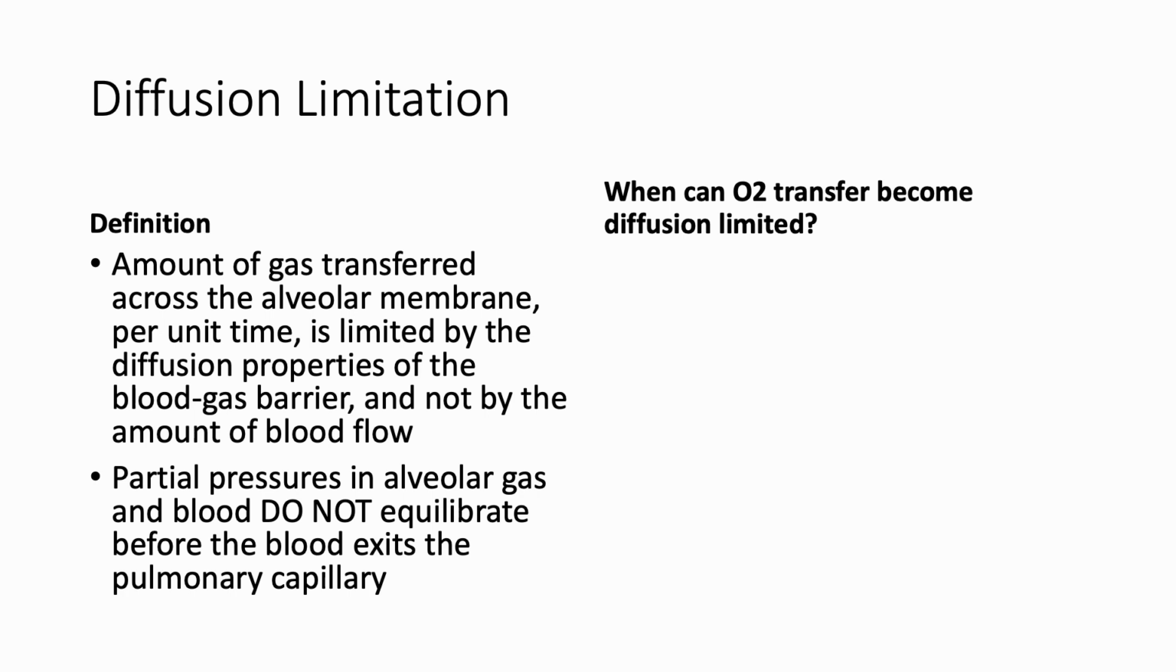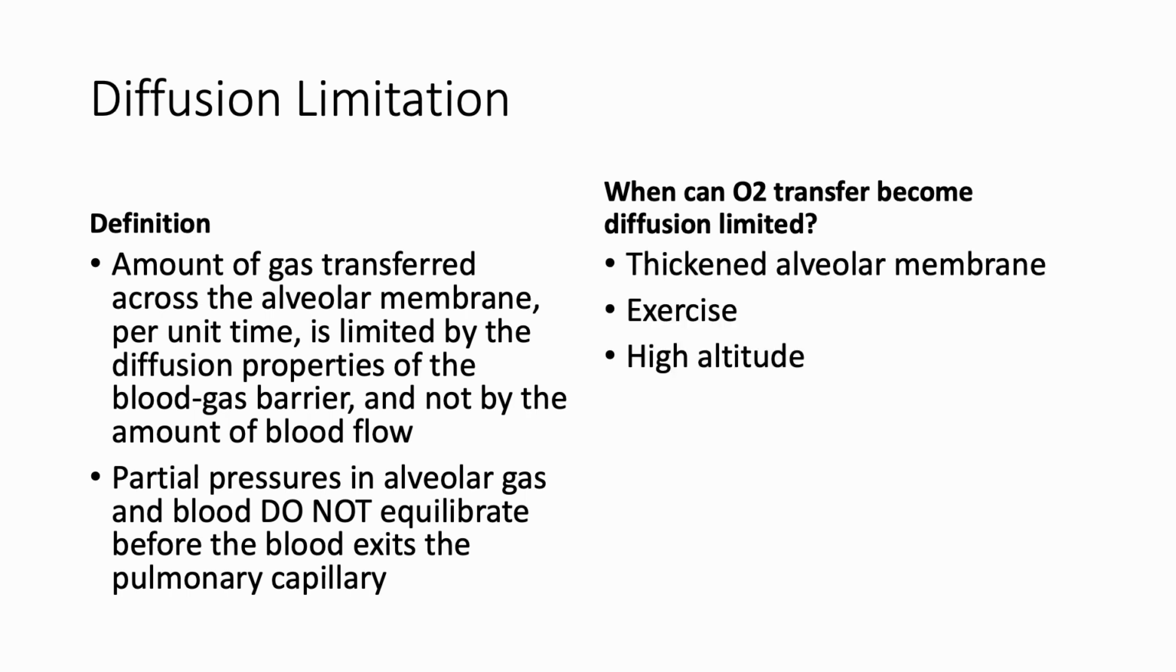So under what circumstances can oxygen transfer become diffusion limited? Well, classically there are said to be three factors that might contribute to this: a thickened alveolar membrane, exercise, and high altitude.